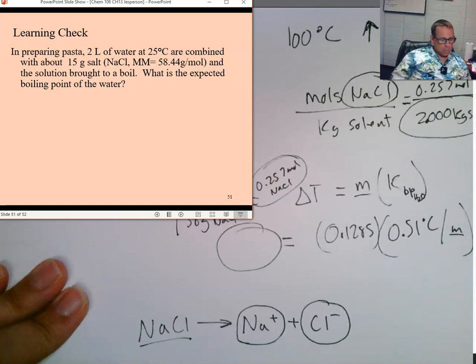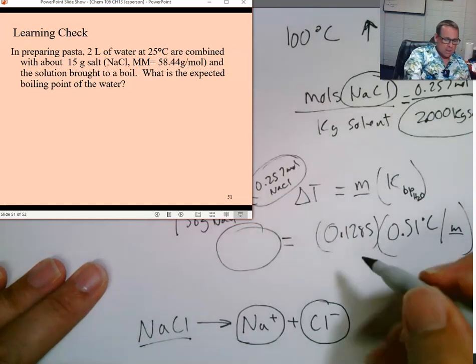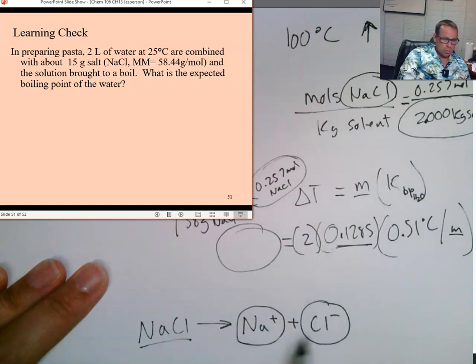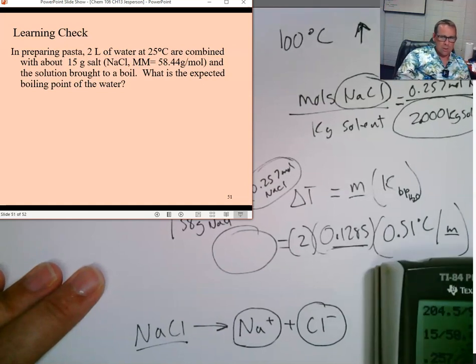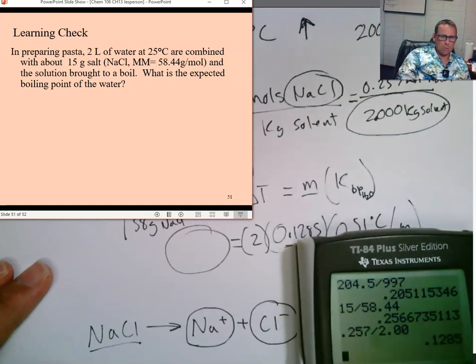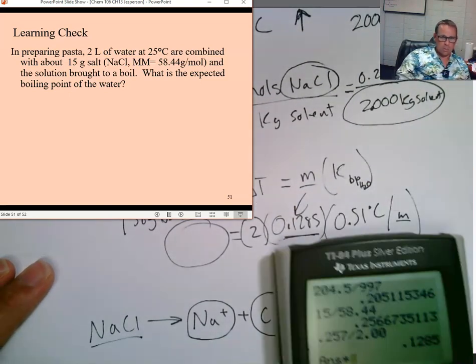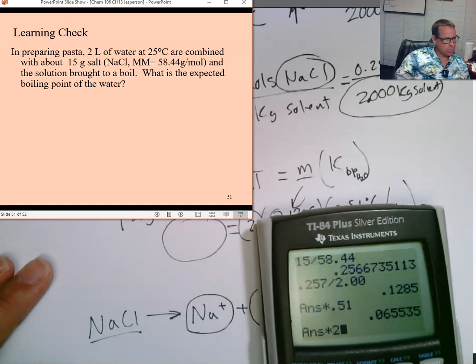So, because there's twice as many ions, or even just species, whatever they are, floating around in solution, this concentration gets multiplied by 2 because there's twice as many ions. So the resulting change is going to be my 0.1285, which is our molality, times the 0.51 times 2. All right? So why did I multiply it by 2, Landon?